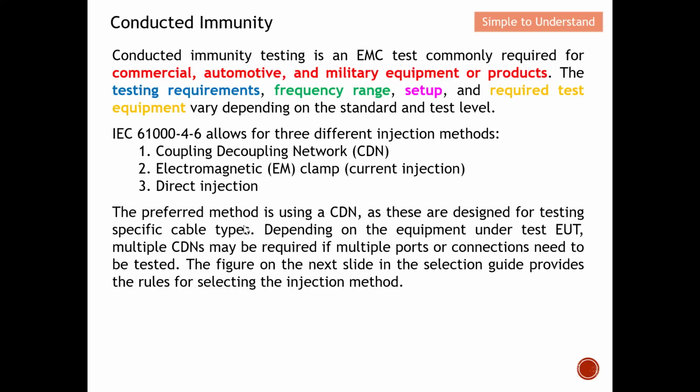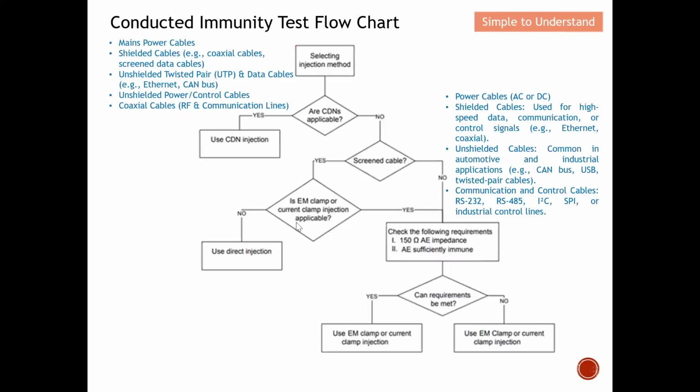The preferred method is always using a CDN, as these are designed for testing specific cable types. Depending on the equipment under test, multiple CDNs may be required if we have multiple ports or connections that need to be tested. The figure on the next slide, the selection guide, provides some rules for us to select the injection method. So this is the flow chart.